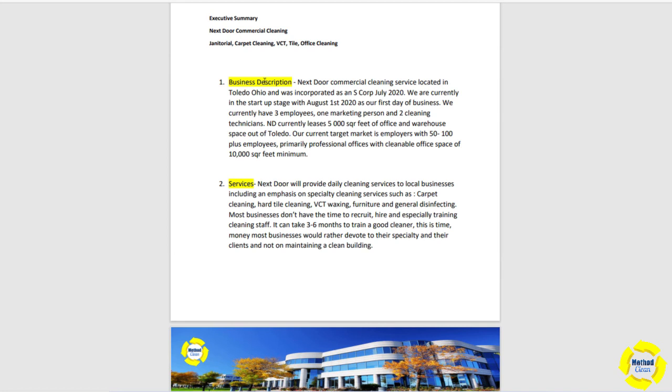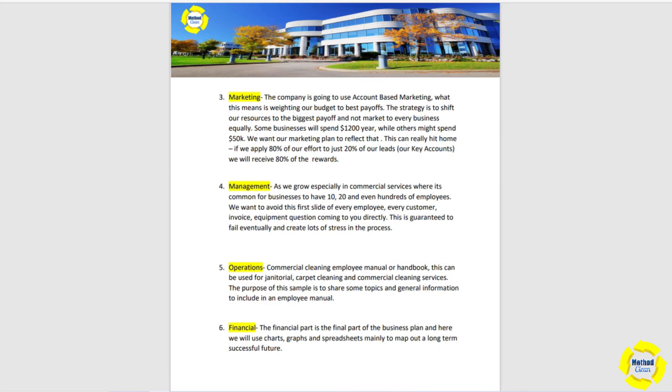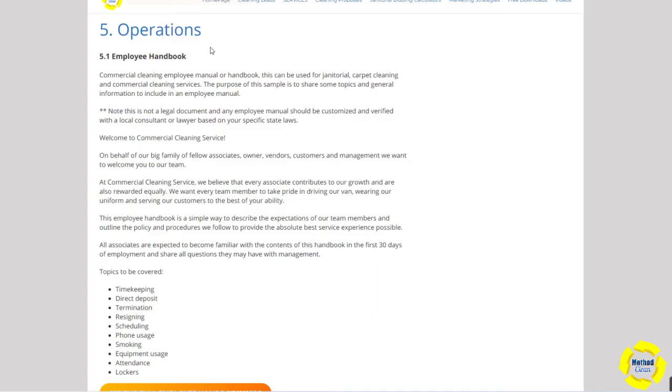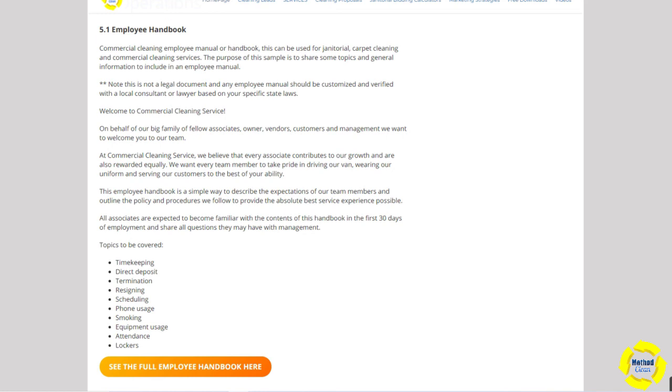So far, we covered 4 of the sections. First was the business description, what services we're going to provide, marketing. Last was management. Now, the last 2 sections of our business plan are going to be operations and financial. For the operations section, the starting point is the employee handbook.